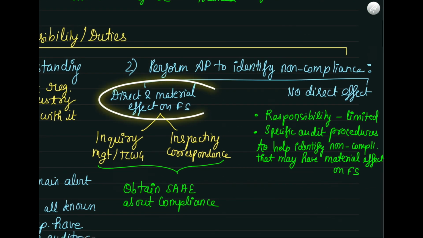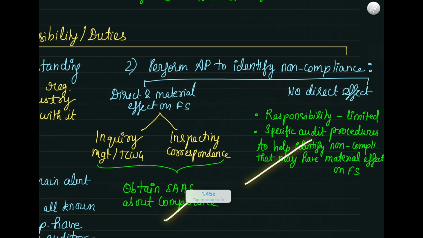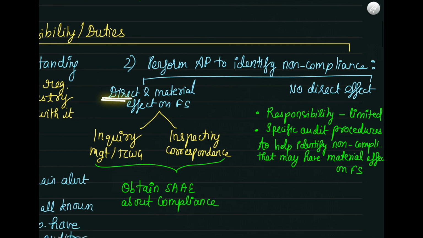You have to perform audit procedures relating to laws and regulations with a direct and material effect on the FS, as well as laws and regulations which will not have a direct effect. I've told you what you have to do here. Specifically, in case of laws and regulations with a direct and material effect on the FS, you can make an inquiry with the management or TCWG also.